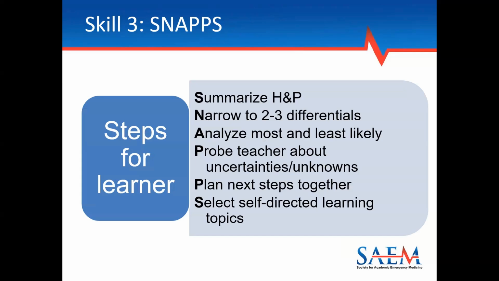First, you want the learner to summarize the history and physical into that 1 to 2 sentence statement. Next, you want them to commit to a very narrow differential, really just their top 2 to 3, and then have them rank them in likelihood. Probe them a little bit more about why they chose these or why they prioritize these, and try to see if there are unknowns that still exist that need to be looked into.